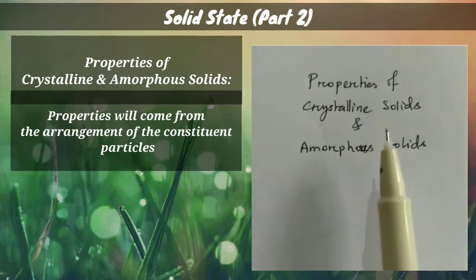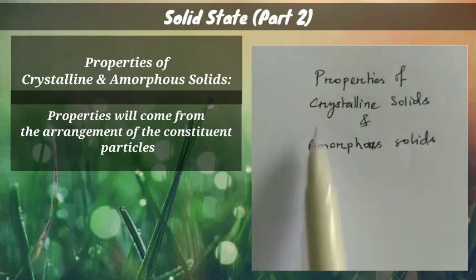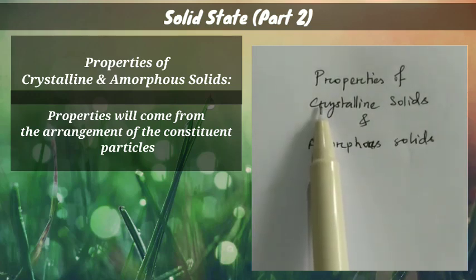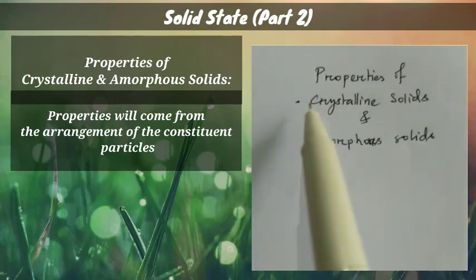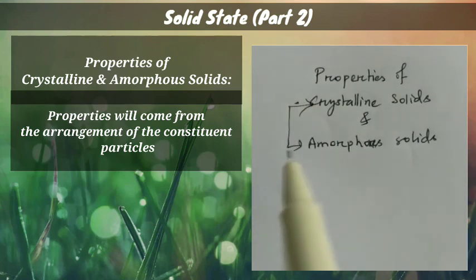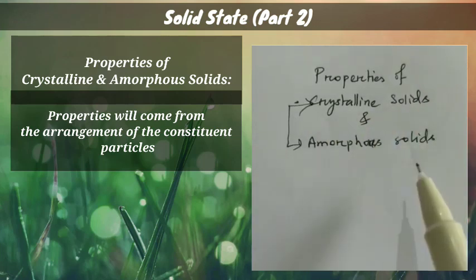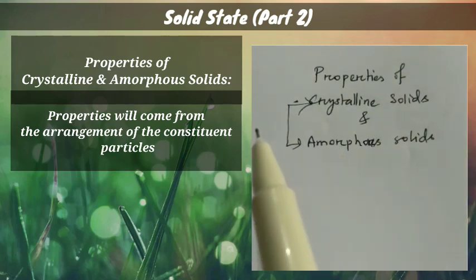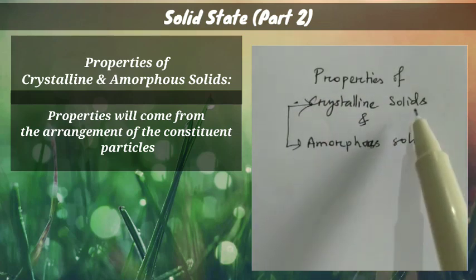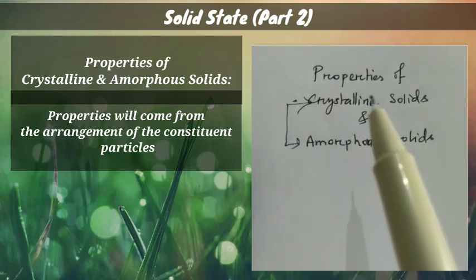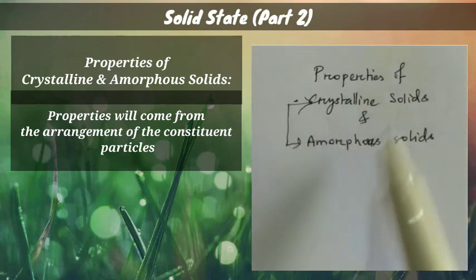Why structure? Because they are divided on the basis of the arrangement of their constituents. So their properties will be different because of the arrangement of the constituents only. In a crystalline solid the arrangement of the constituents is ordered, but in an amorphous solid it is not ordered. It is a disordered form. That's why the properties will vary.